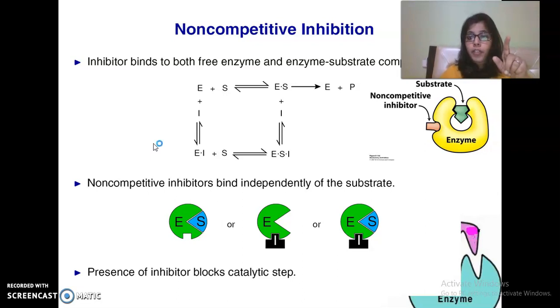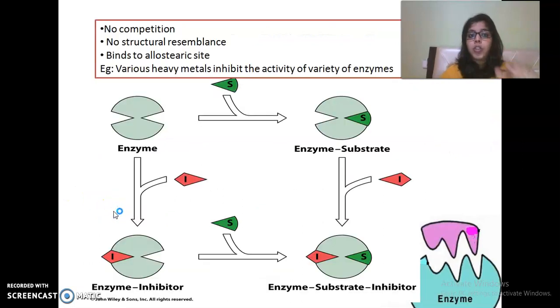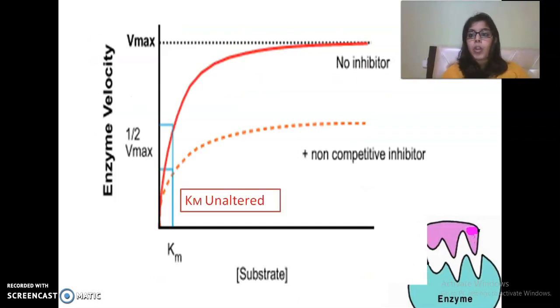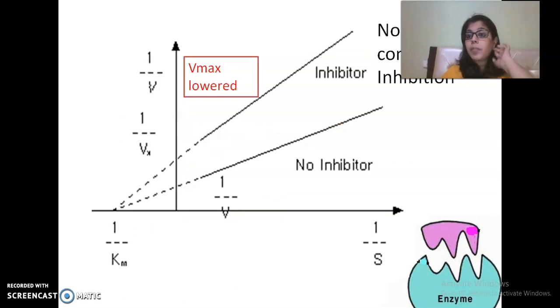However, non-competitive inhibition had no competition between substrate and inhibitor. There was no structural resemblance and the inhibitor was acting on both free enzyme and enzyme substrate complex, and the enzyme inhibitor was binding onto an allosteric site. So we took an example of lead here and saw that the Km is unaltered in non-competitive inhibition and Vmax is lowered.